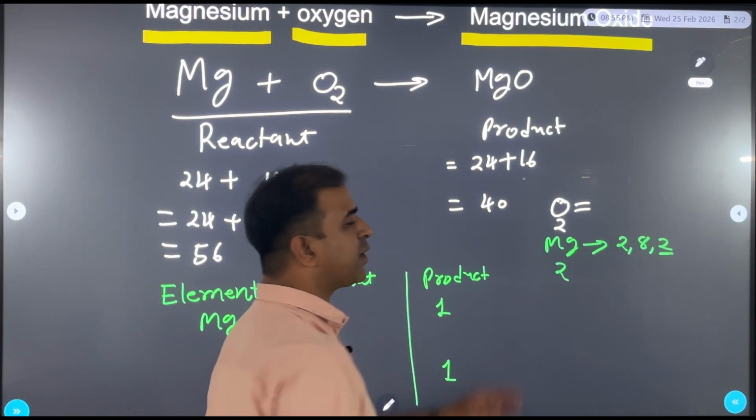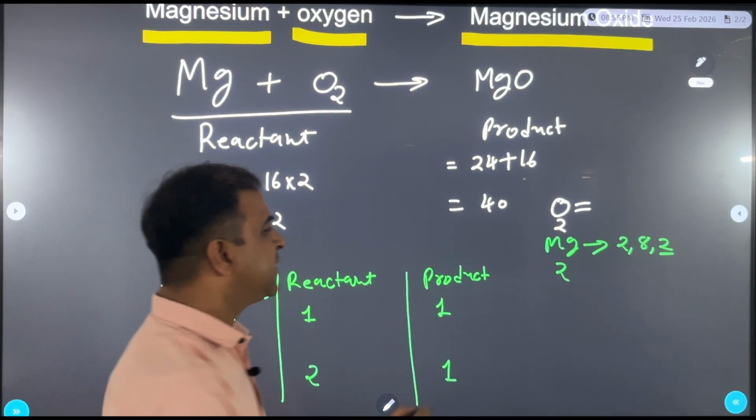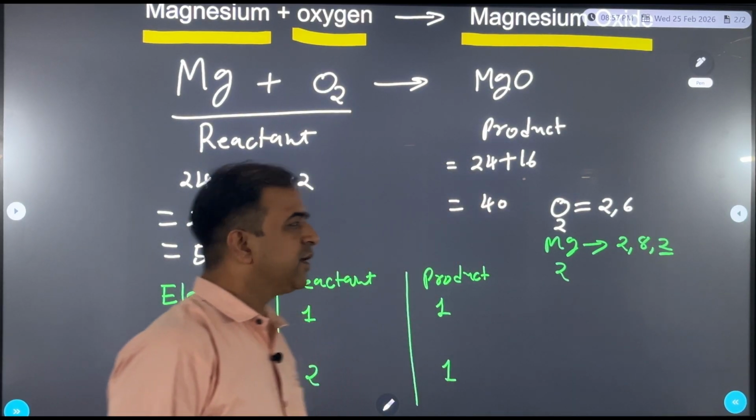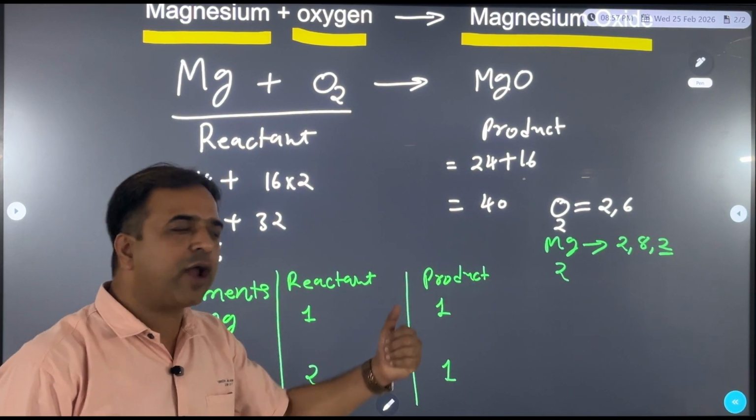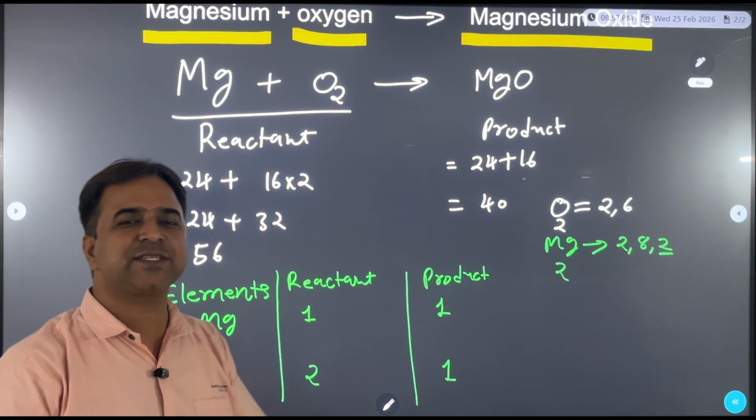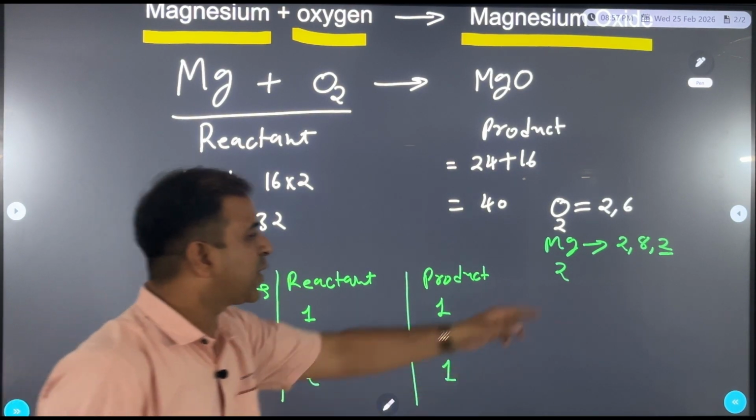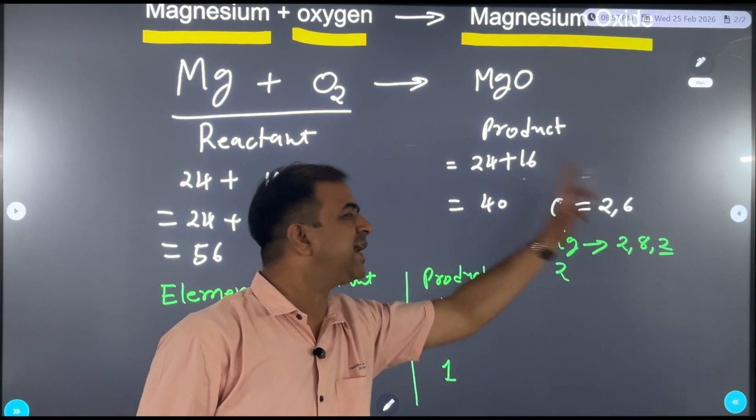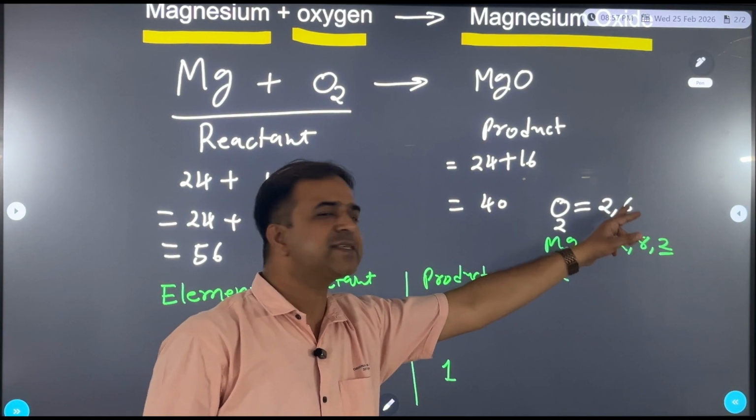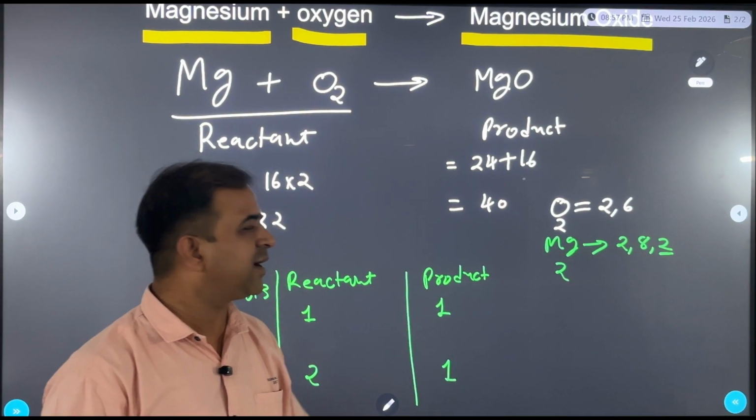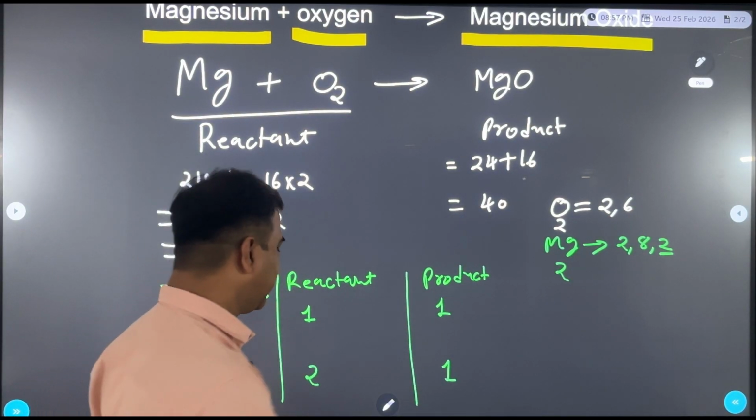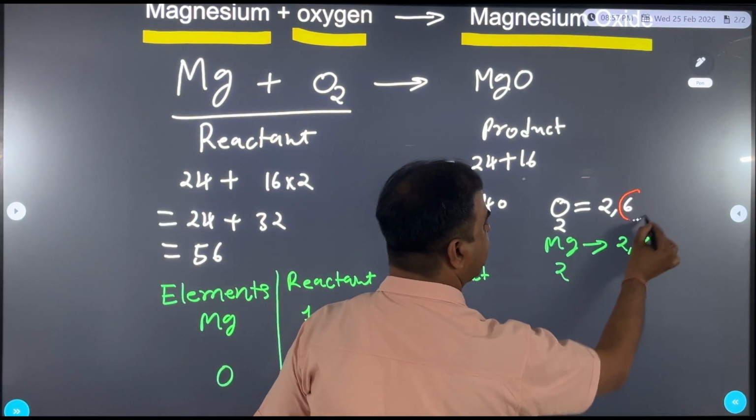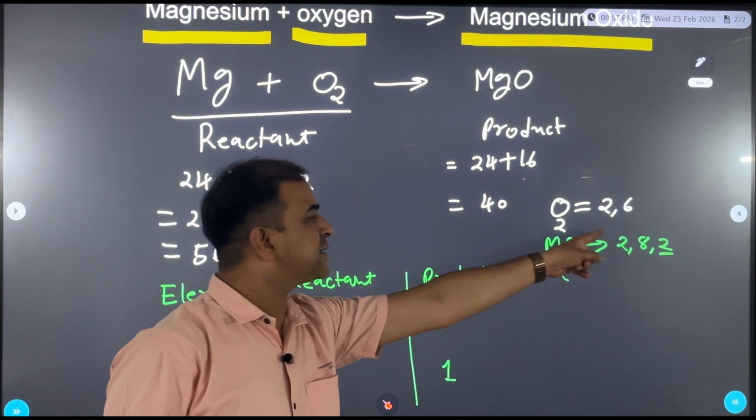Because the atomic number of oxygen is 8, its electronic configuration would be 2, 6. Now oxygen, being a non-metal, tends to gain electrons to complete its octet. Octet condition means it must have 8 electrons in its last shell. So here it will gain 2 electrons. That is why its valency is going to be based on this last shell.